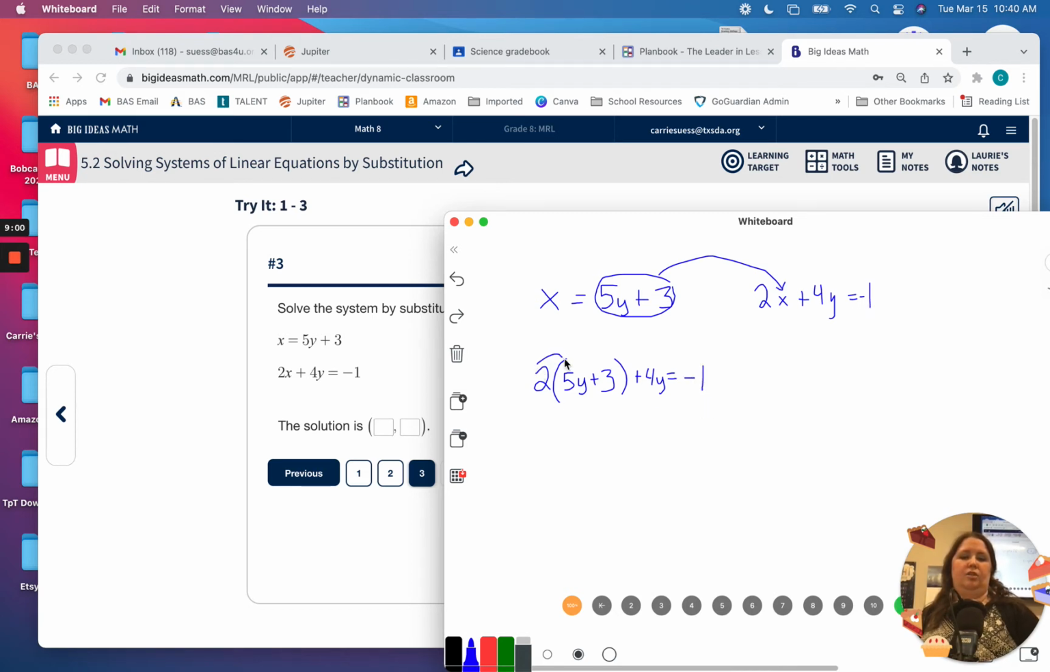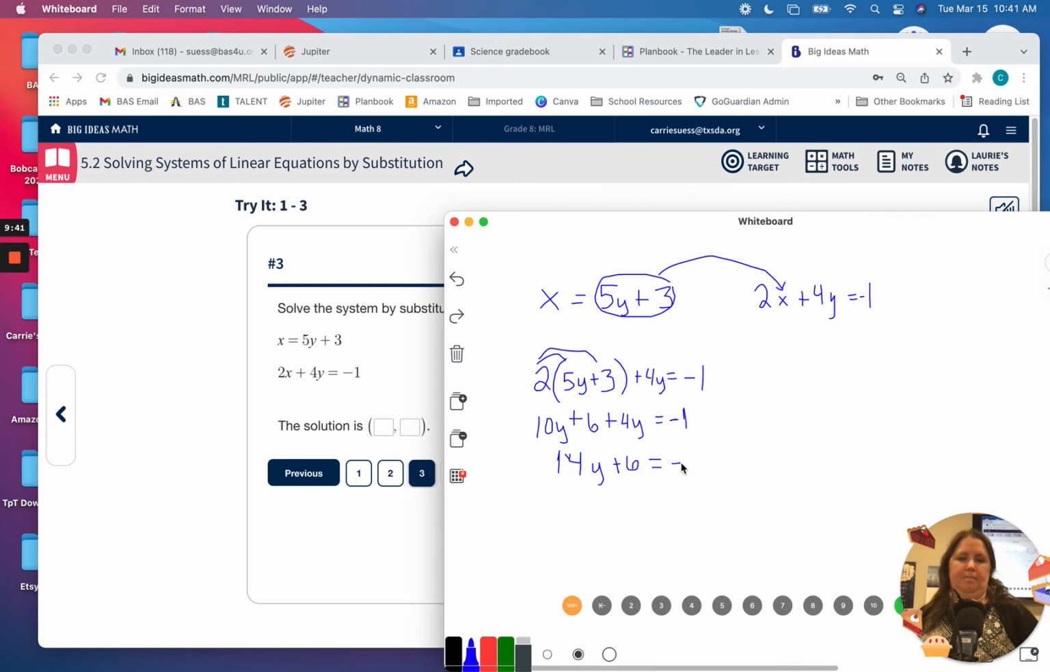All right, so now we distribute. 2 times 5 is 10, so I have 10y. 2 times 3 is 6, plus 6. Then I just finished rewriting. Plus 4y equals -1. Okay, can I combine any like terms? Yes. What's 10 plus 4? 14. 14y plus 6 equals -1.